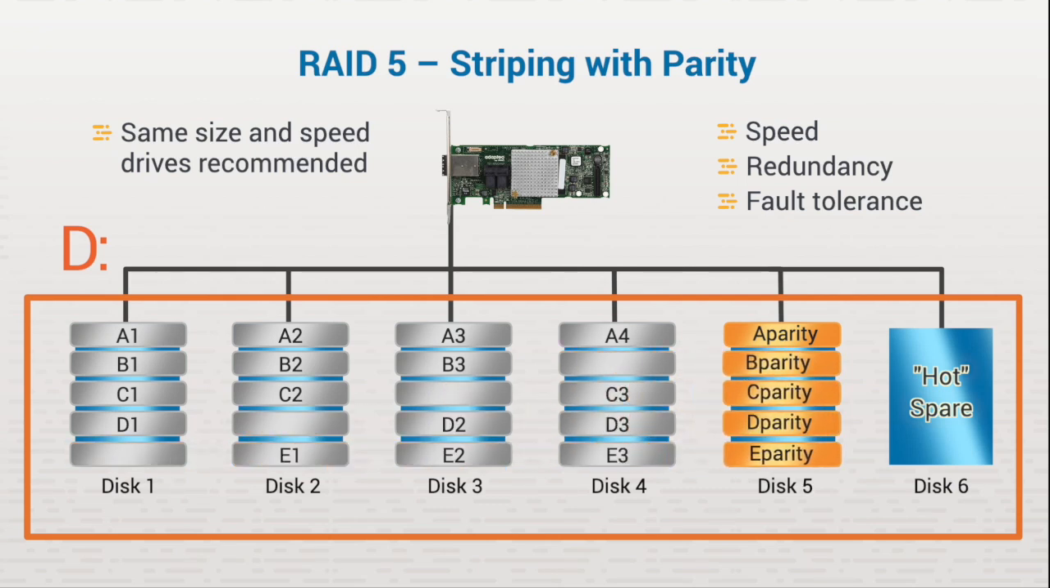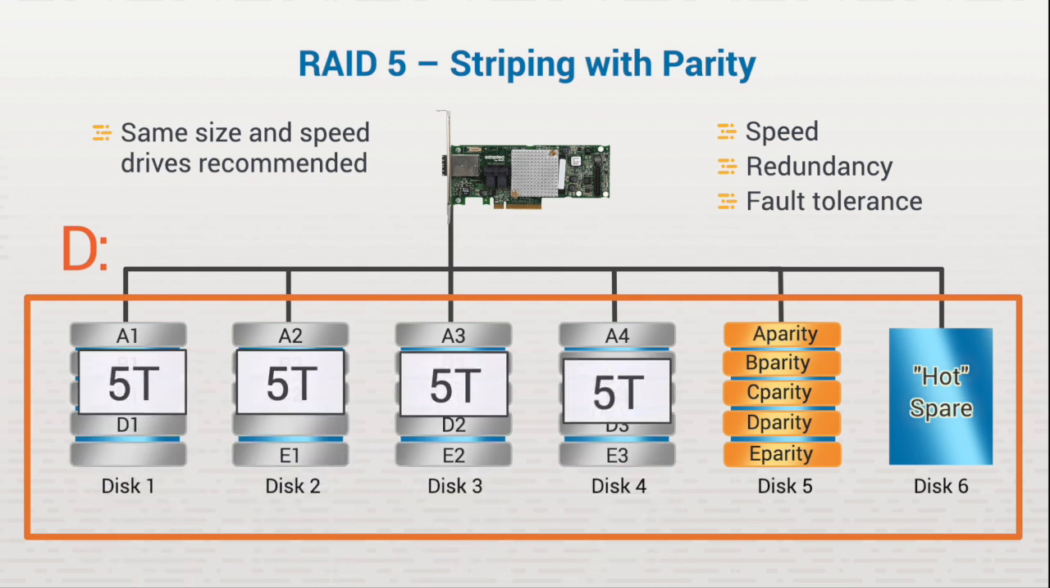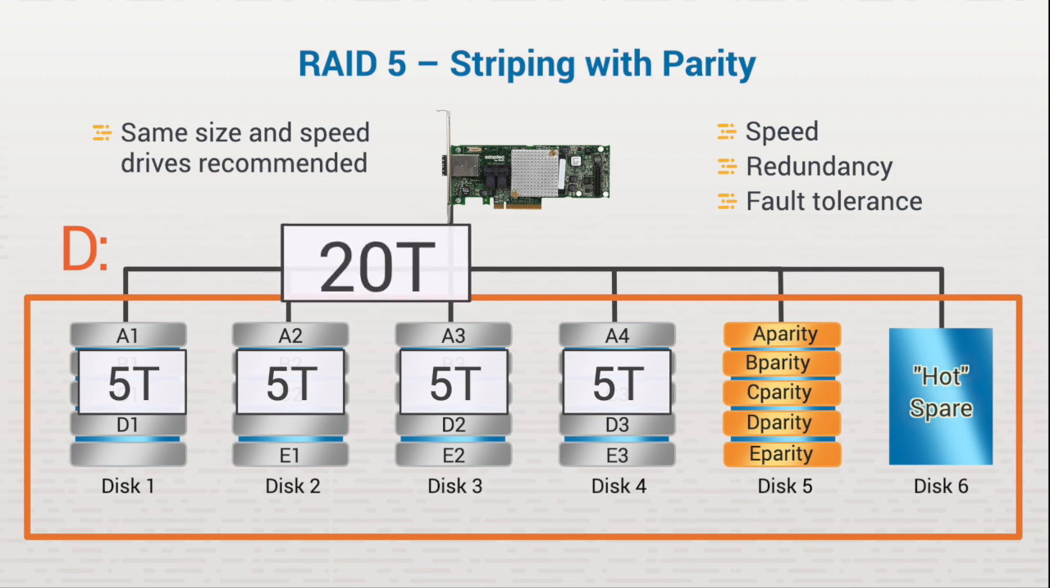Notice that if you add up all the distributed parity information across the array, not including the hot spare, it's the equivalent of 1 whole drive in the array. This means that if you have 5 drives, as in this example, your overall logical drive capacity will really be the sum of only 4 drives. So if each disk is 5 terabytes, the total usable storage in the RAID 5 array will be 20 terabytes. It's always the number of drives minus 1 to determine capacity.